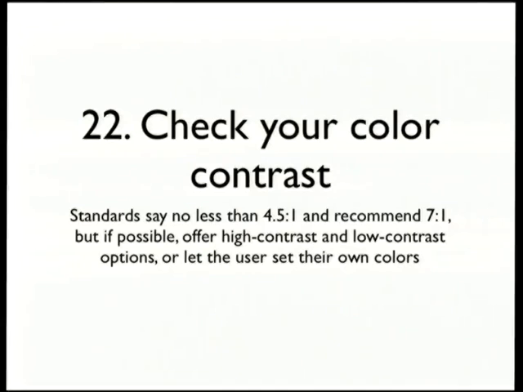So check your color contrast. The Web Content Accessibility Guidelines say that for their AA standard, your contrast should be no less than 4.5 to 1. For AAA certification, it's 7 to 1. There's some dispensation for bold text and larger text, like if you're over 14 point, I think it is, maybe it's 16 point, you can get away with 3 to 1 for AA and 4.5 to 1 for AAA. But you want to make things as high contrast as you possibly can.